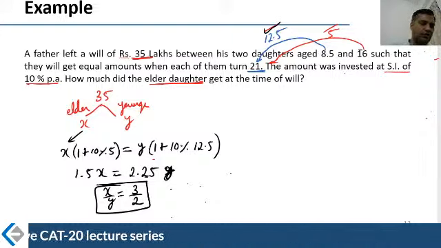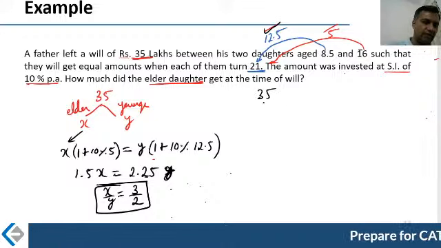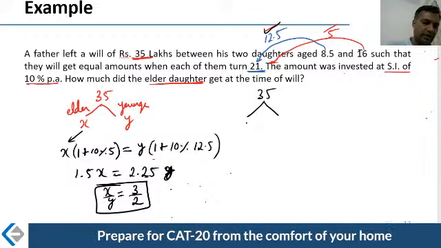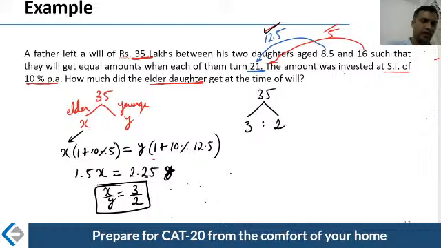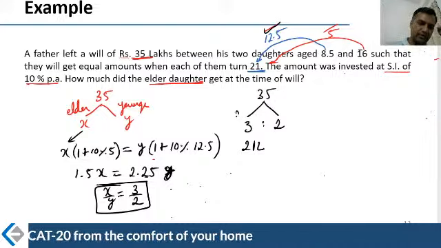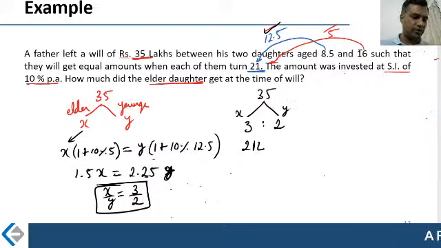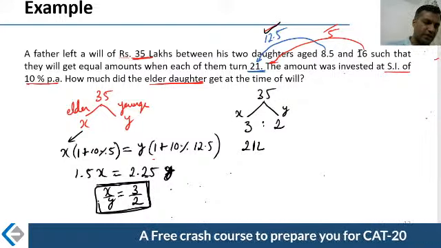Technically, what are you trying to say? You are trying to say that this 35 should be divided in the ratio 3:2. Simple. Therefore one person will get 21 lakhs. This first share is the share of X and Y, that's what you are trying to say. You got the ratio of X and Y, but you did not get the exact money.